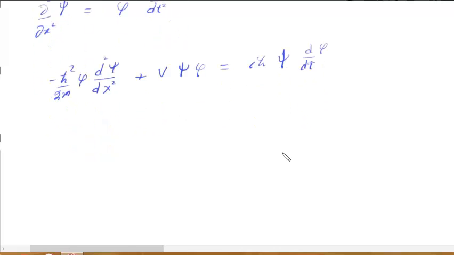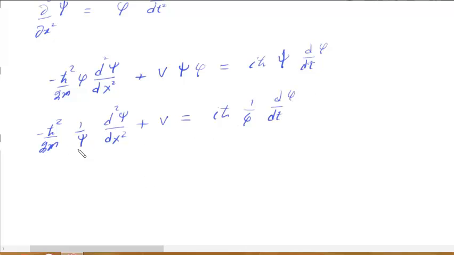Then we rearrange this equation. Now we separate it in terms of time and space, so we divide the equation by psi and phi on both sides. Here the phi is cancelled, leaving minus h cut square divided by 2m, 1 over psi, d square psi divided by dx square, plus V, equal to i h cut, where the psi is cancelled, 1 over phi, d phi divided by dt. This is the separated equation.